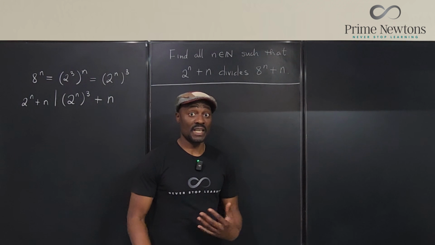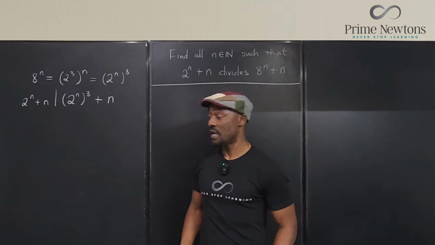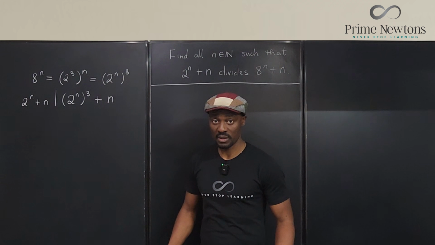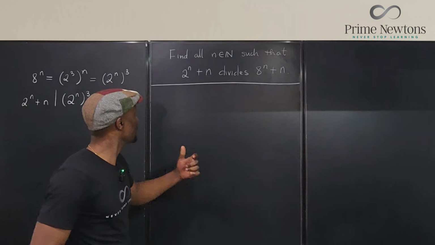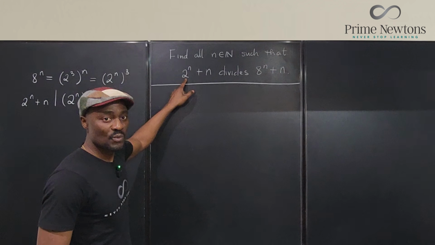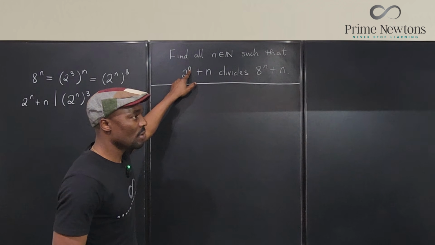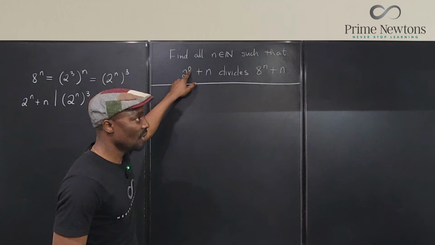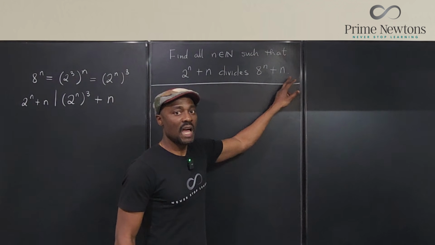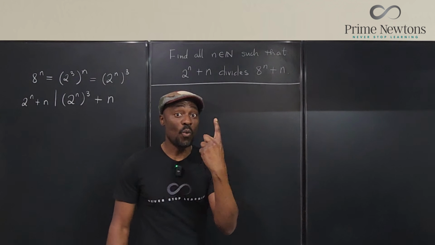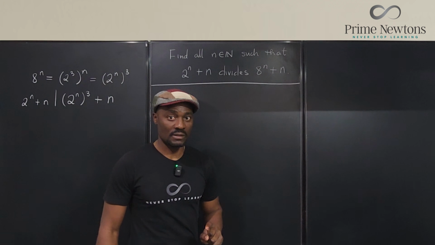Now, if I start testing numbers, I may be fortunate to figure out what numbers would work. For example, let's try 1. Remember, we're dealing with natural numbers. If I plug in 1, 2 to the 1 plus 1 is 3. 8 to the 1 plus 1 is 9. 3 divides 9, so 1 is one of our answers.